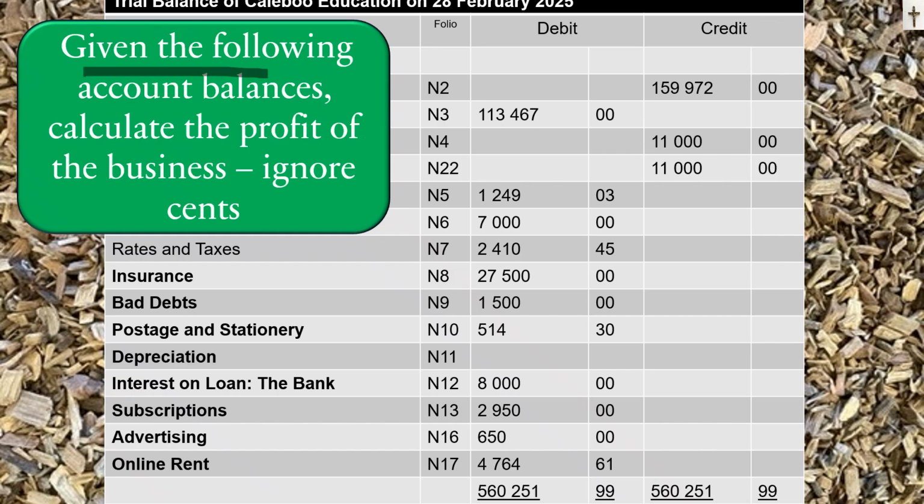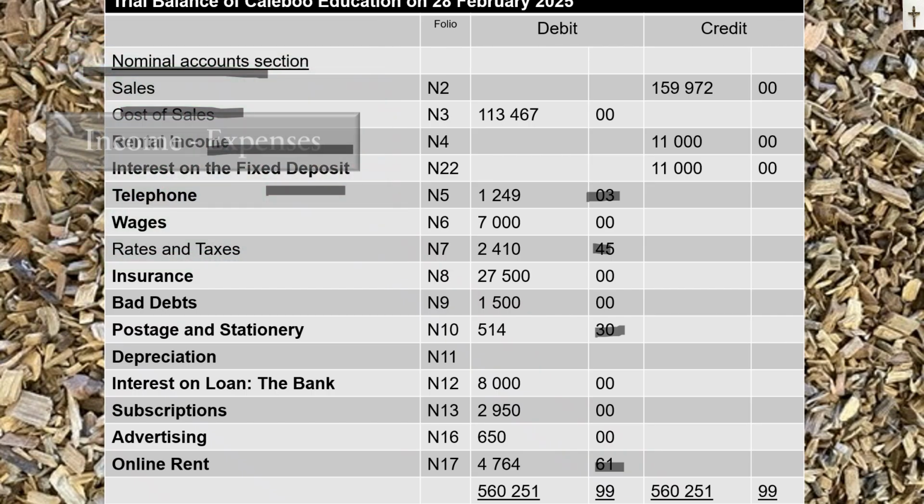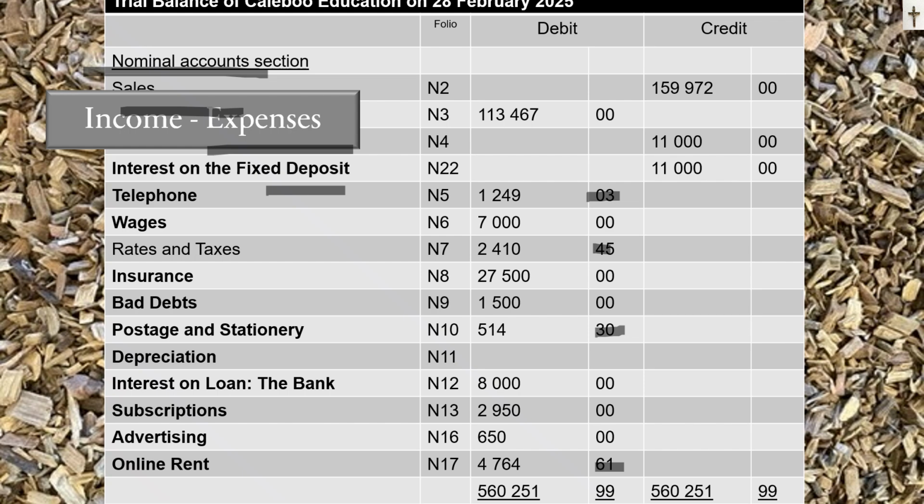Right, given the following account balances, calculate the profit of the business. I've said ignore cents. We're not going to worry about calculating the cents in this example. Imagine there are no cents involved. So we're calculating the profit, and everybody knows profit is calculated as income minus expenses.